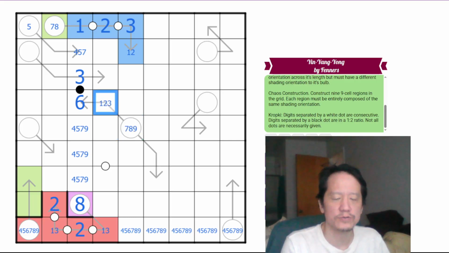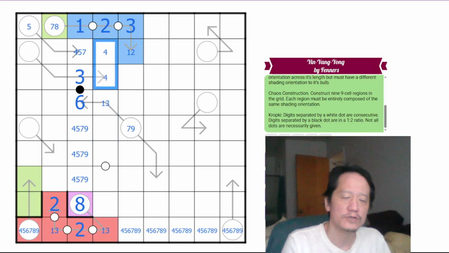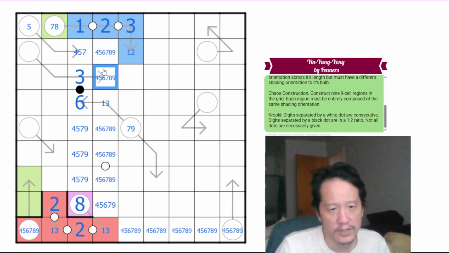And this is 1, 2, or 3. This can't be 2 because of the 2 here. This is 1 or 3, which makes this 7 and 9. We have a 1, 3, 1, 3 pair now in column 4, which eliminates 1 and 3 in the rest of the column. So this is 4, 5, 6, 7, 8, and 9. This can't be 8. Okay, so what digits can this be?